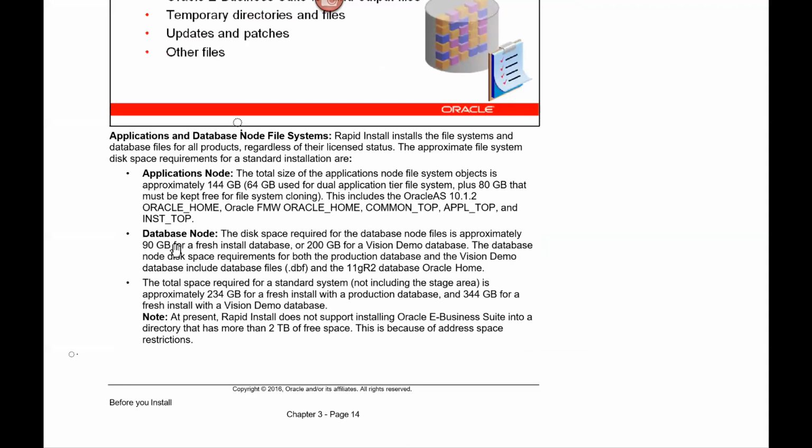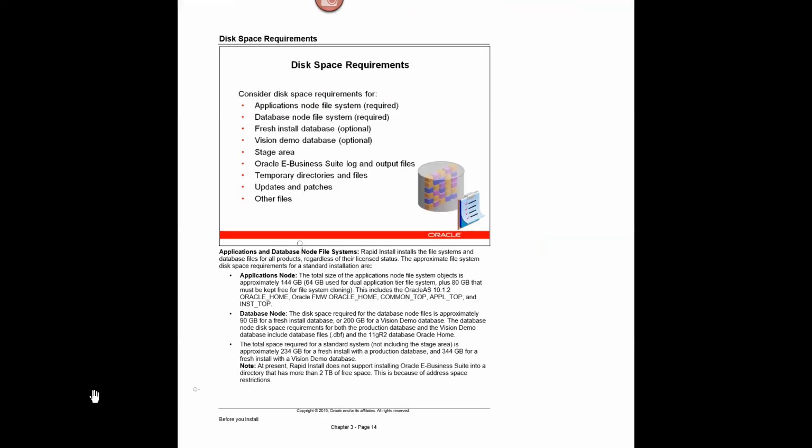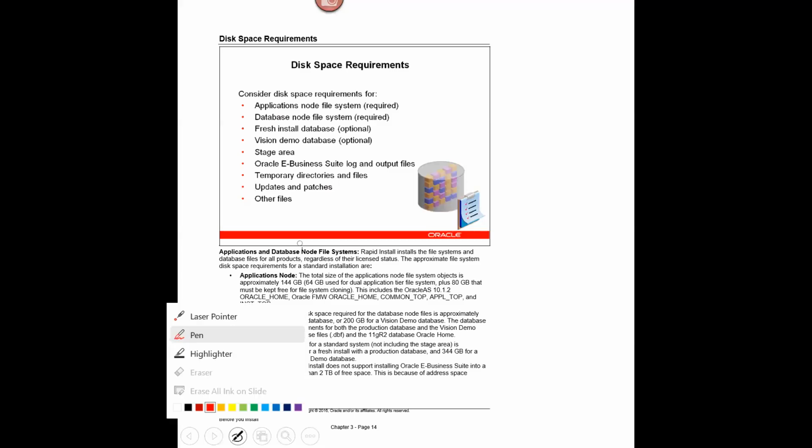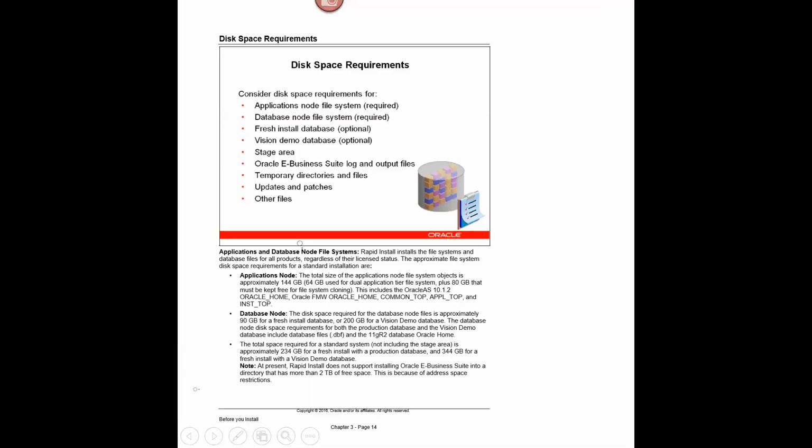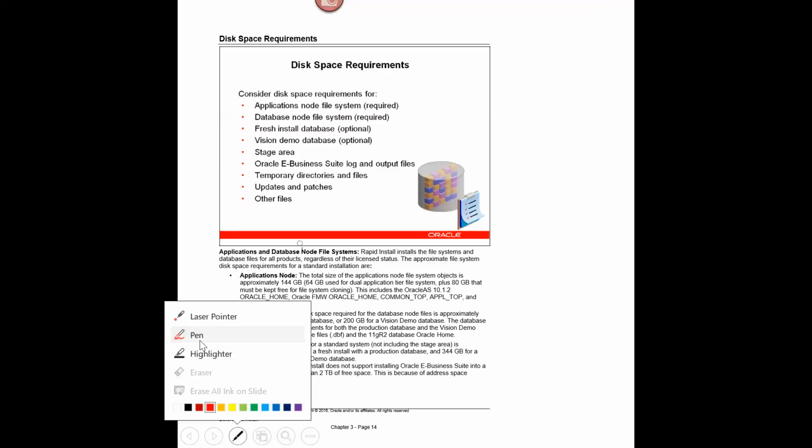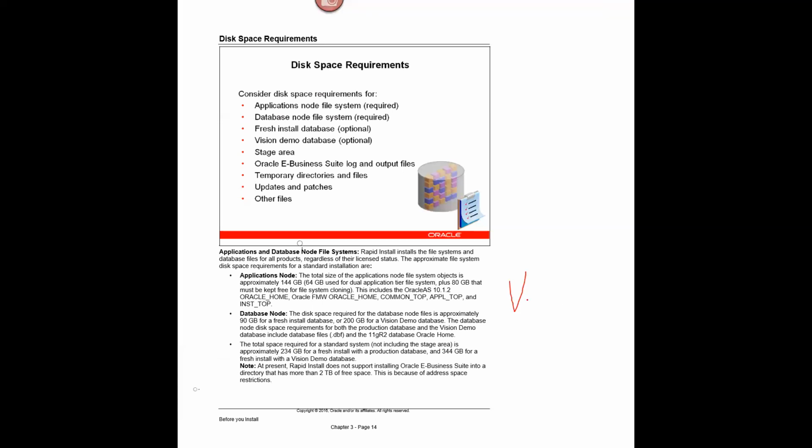For the database, there are two types of things you can install. Yesterday I told you, one is a Vision database. Vision is like a fictitious company, where the entire data for one particular company is stored. But in real time, we don't use that. Vision is only for training. We use something called a fresh database. Fresh means an empty database. This is what we use.